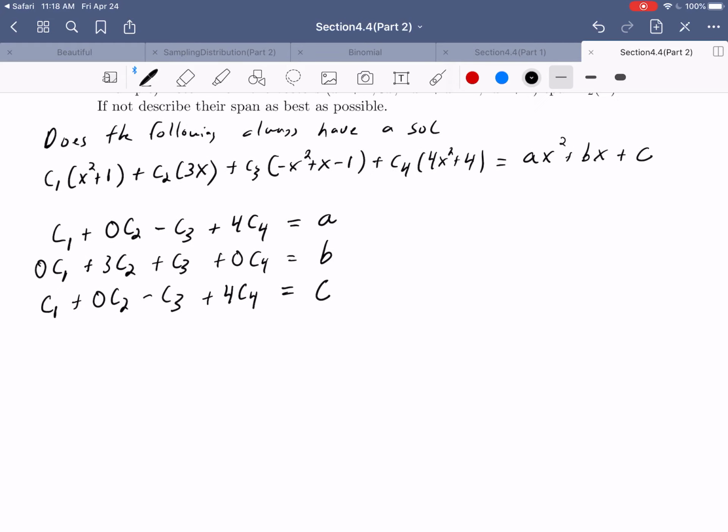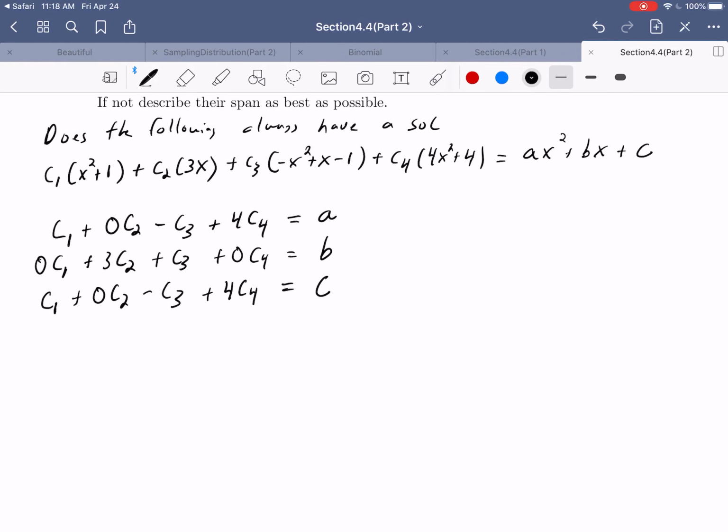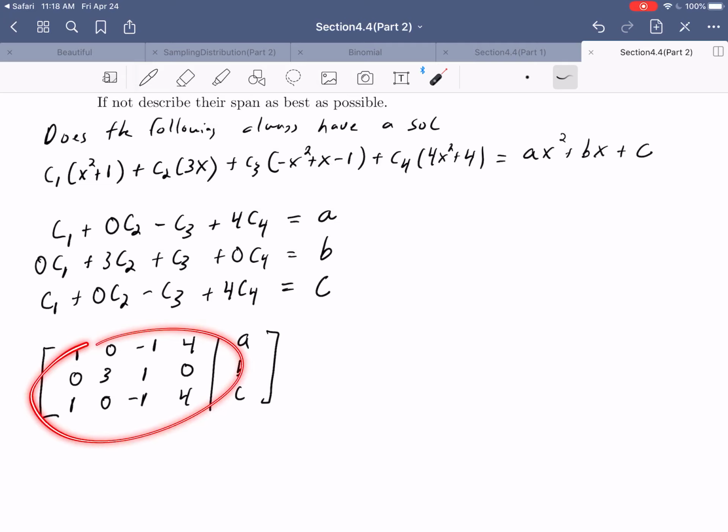Let's write that in the standard form that we like, which is an augmented matrix. So: 1, 0, -1, 4 | a; 0, 3, 1, 0 | b; and 1, 0, -1, 4 | c. Again, we're just curious, is this thing always going to be consistent? We don't care if it's unique solutions or infinite solutions or whatever. We just care, is it going to be consistent?